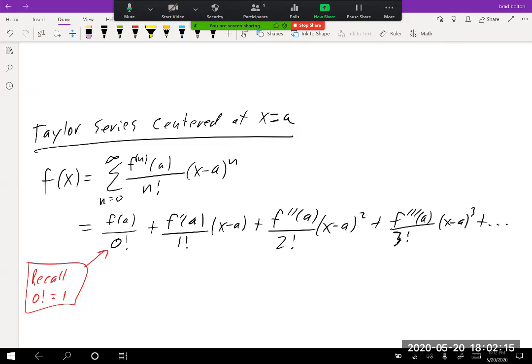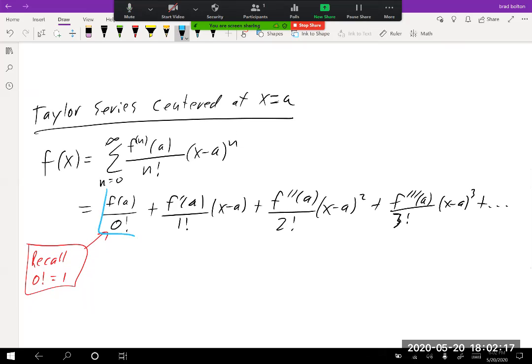So if you notice here, technically there's an x minus a to the 0 power there, but we don't write it because anything to the 0 power besides infinity or 0 itself is 1. So this would be f of a over 0 factorial. This would be f prime of a over 1 factorial. And remember, this is the first power, second power, third power, fourth power, and so on. And these are the coefficients of these polynomials.